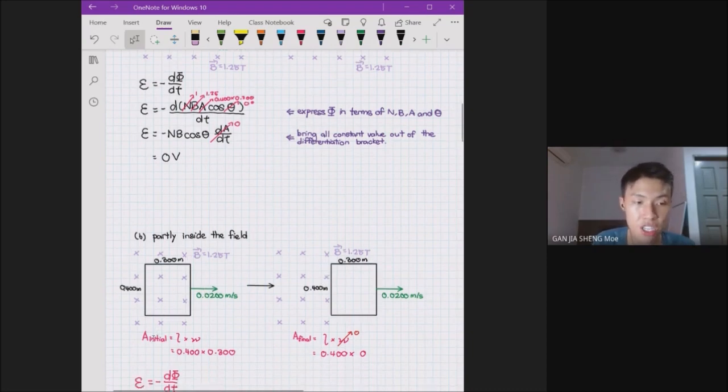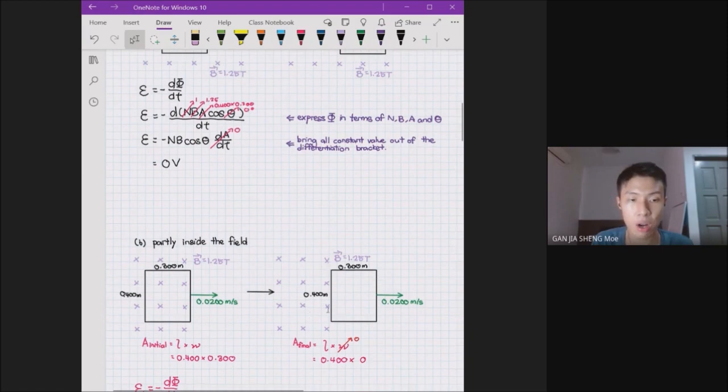So the initial area will be the area that has magnetic field passing through it, and that's the whole area. So you can take 0.400 times 0.300 to get the area. But for the final area, you can see that there is no more area in the coil that experiences magnetic field. That's the final situation when you end your partially inside the field phase. You end it when you are all outside the field. You will start it when you are going to exit the magnetic field. So this is the initial, this is the final.